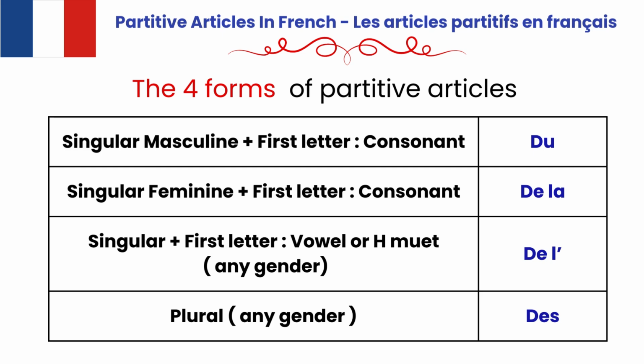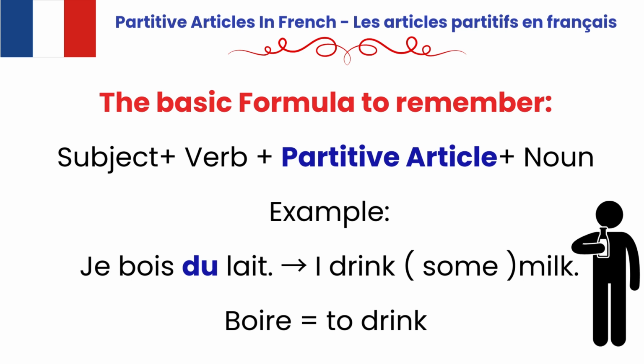So each time you have to ask yourself, is the noun masculine or feminine? Is it singular or plural? And does it start with a vowel, H muet, or a consonant? Then you pick the right article. It's like a tiny French puzzle every time. Here is how we put them together in a sentence. So we have a basic formula to remember: subject plus verb plus partitive article plus noun.